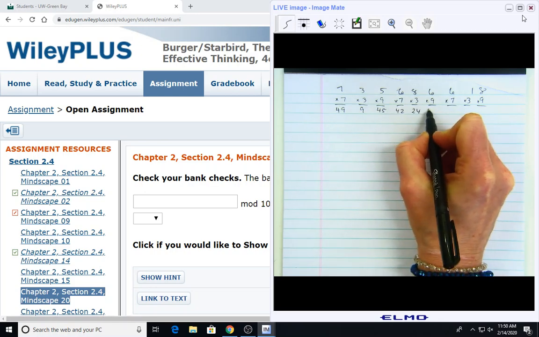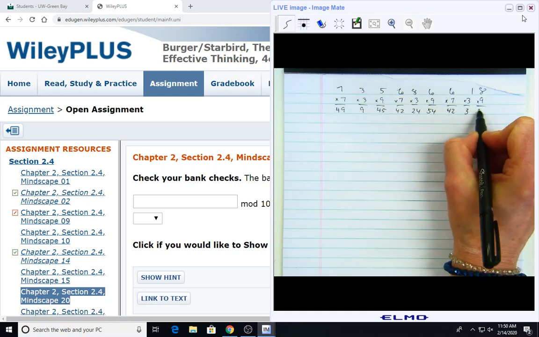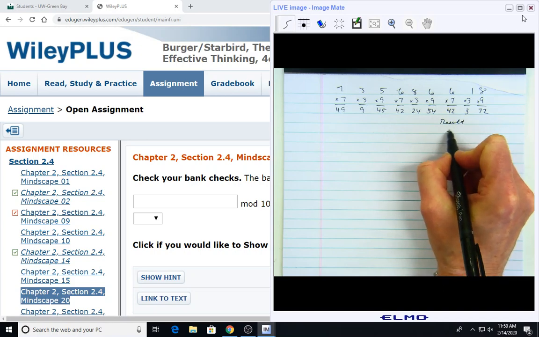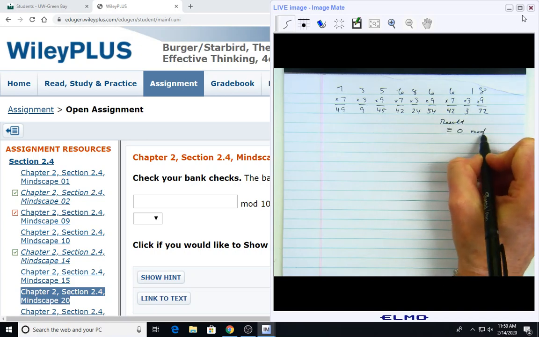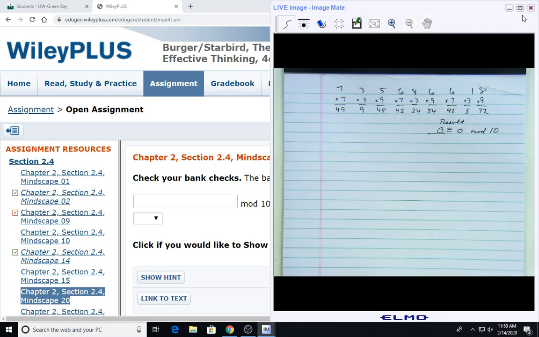You're just going to multiply it out and add up the results, and the result needs to be equivalent to 0 mod 10. So in other words, it needs to end in a 0 there, whatever it is. That's how we would know if we had a correct routing number down. So I'm not going to go through the adding because, of course, you'll have different numbers. Do you have any questions on that one?